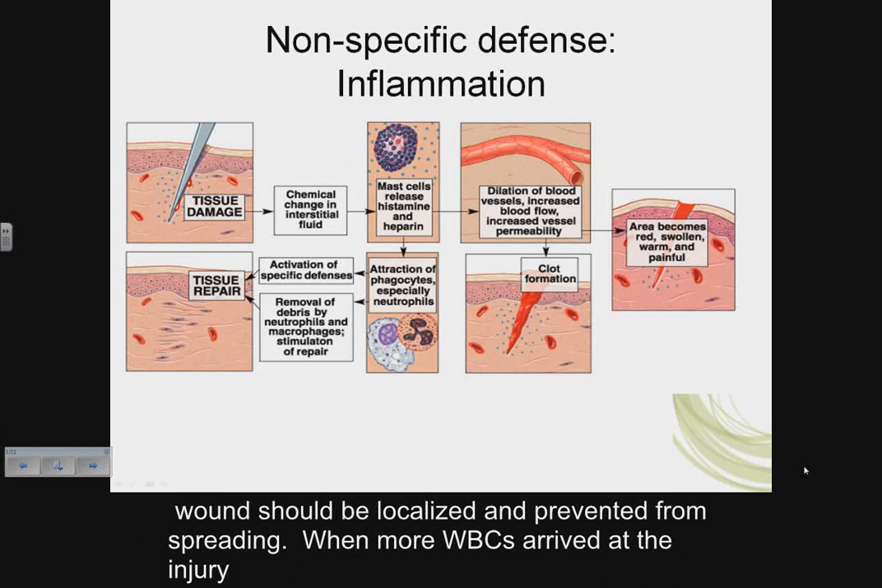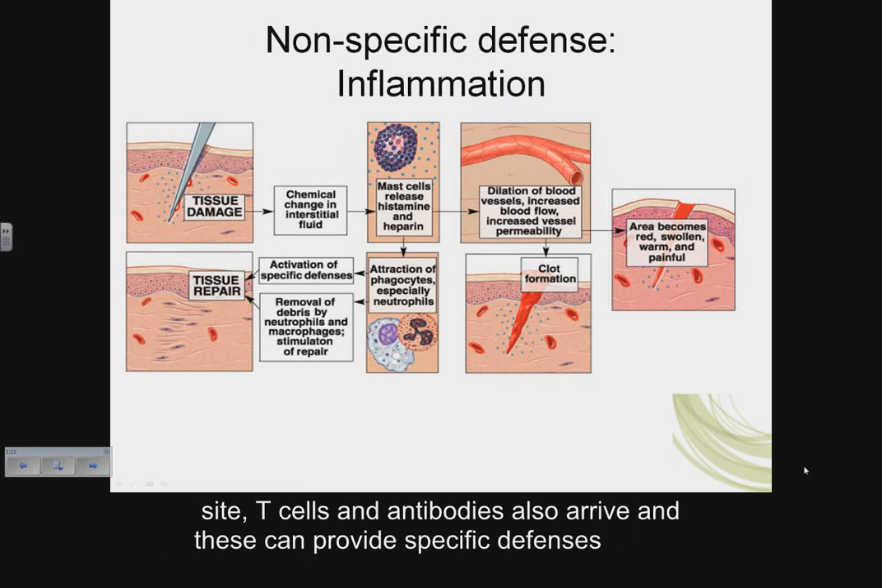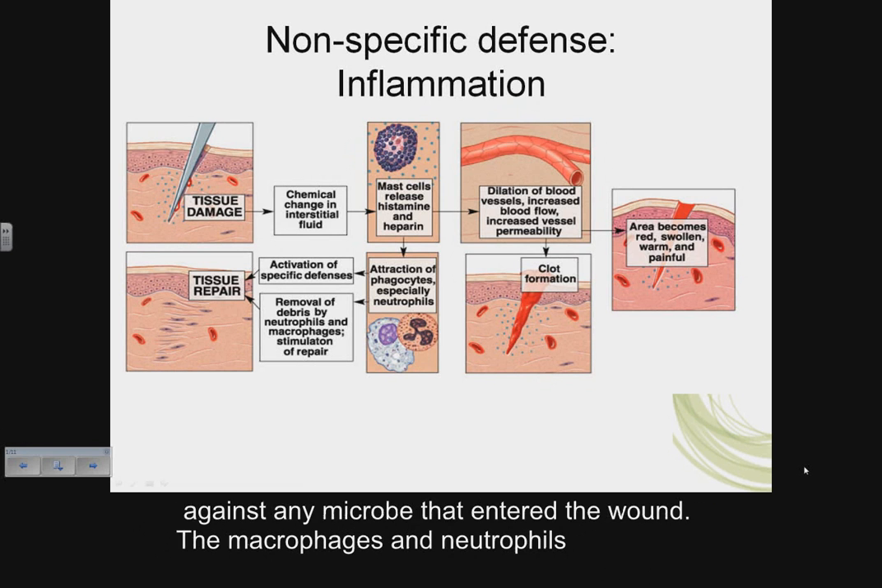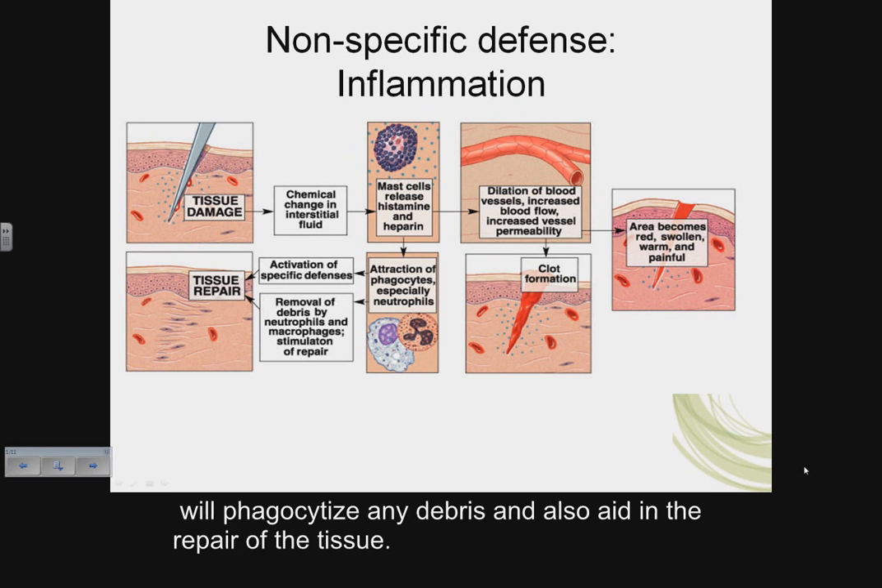When more white blood cells arrive at the injury site, T cells and antibodies also arrive, and these can provide specific defenses against any microbe that entered the wound. The macrophages and neutrophils will phagocytize any debris and also aid in the repair of the tissue.